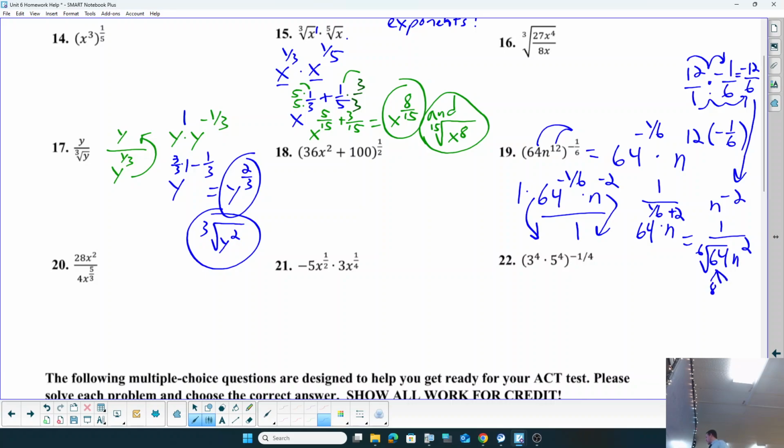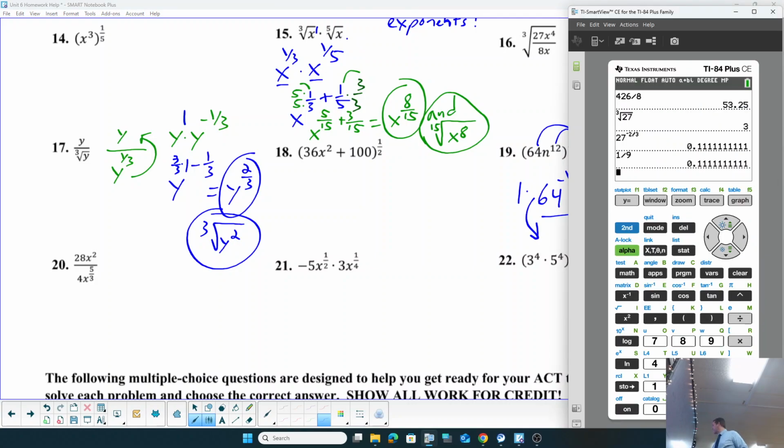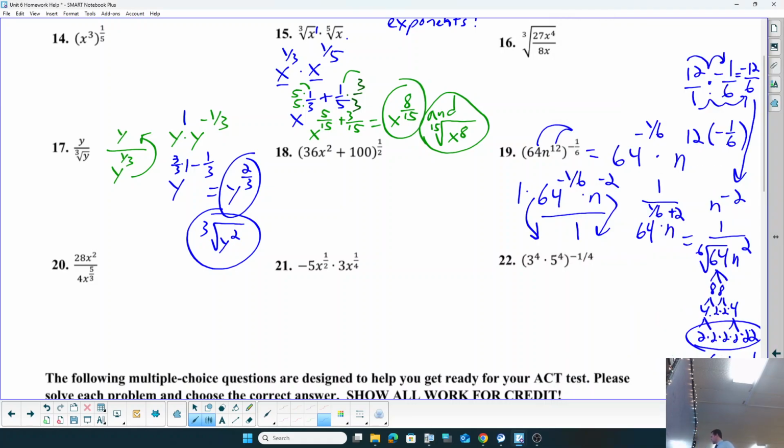That breaks down into 8 and 8, which breaks down into 4 times 2 times 2 times 4, which breaks down into 2 times 2 times 2 times 2 times 2 times 2. So that's 6 of them. That's 6 2's. And so yeah, the 6th root of 64, right? So the 6th root, I think it's just 2.